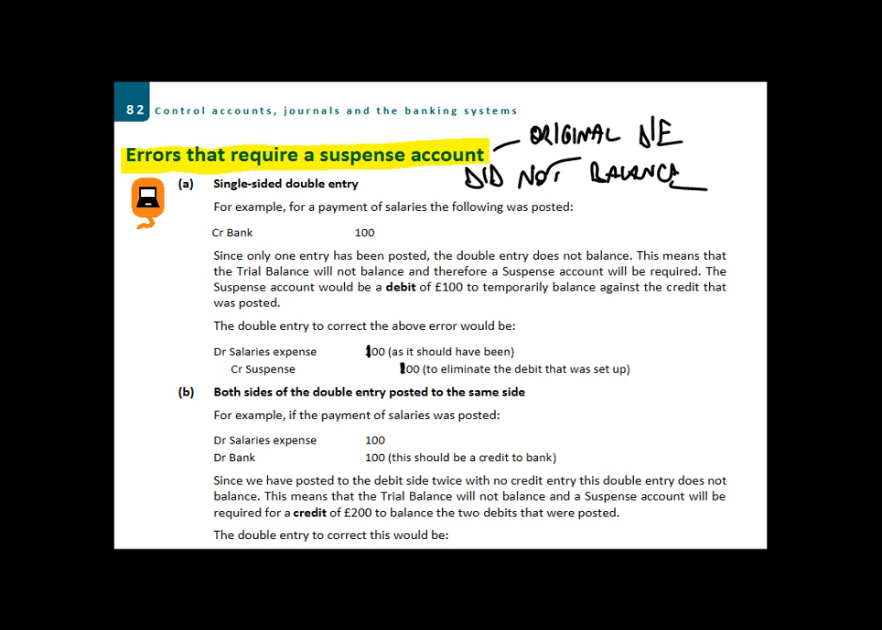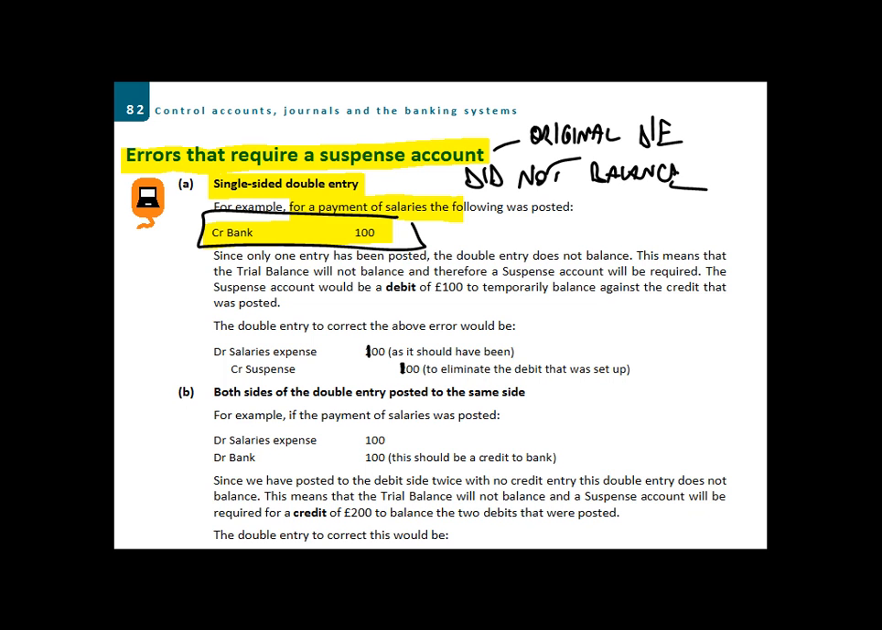Well, what sort of errors could that mean? Firstly, it could be that we posted a single-sided double entry. Perhaps we only posted one side of the double entry. We didn't post a double entry at all. We posted a single entry effectively. So for example, for the payment of salaries, let's say that all we posted was a credit to the bank of £100. We did not post a debit. That is not a balancing double entry, so I immediately know the trial balance won't balance. I immediately know it's going to require a suspense account.